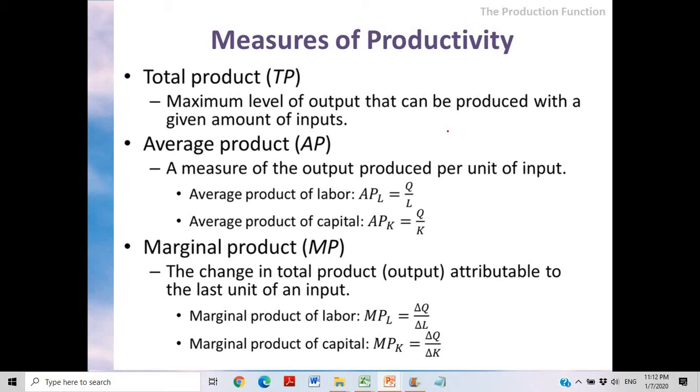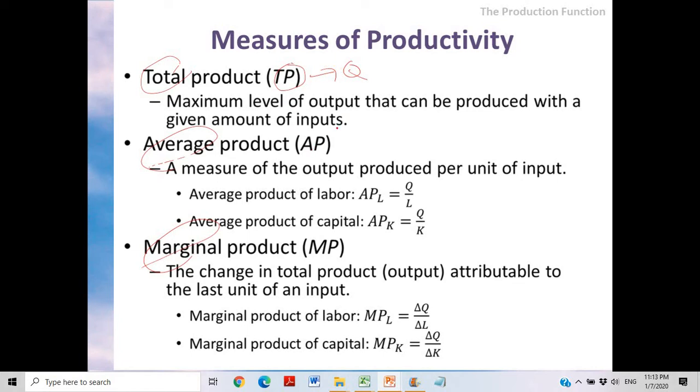Okay, the next one is, when we talk about production, we would like to know the measures of productivity. So for the measures of productivity, we have again the concept of total, the concept of average, and also the concept of marginal. The total here is the total product, the TP. It refers to the maximum level of output that can be produced with a given amount of input. This is basically the Q just now. So sometimes we don't put TP, we just put Q. But we know Q is actually the total product.